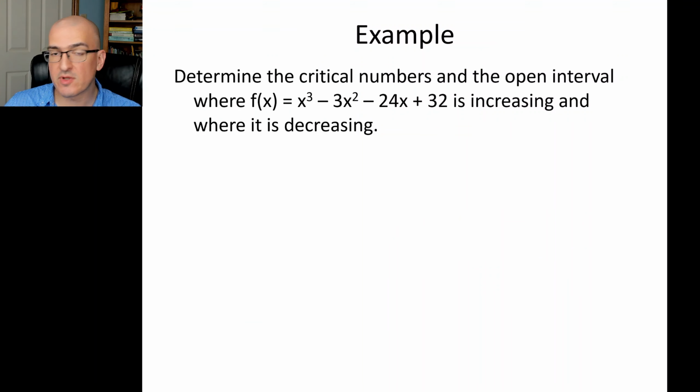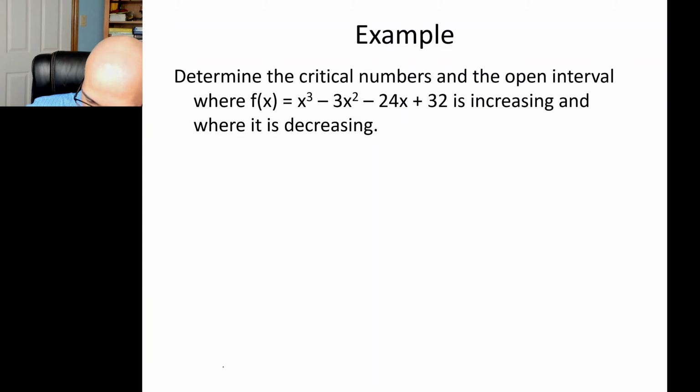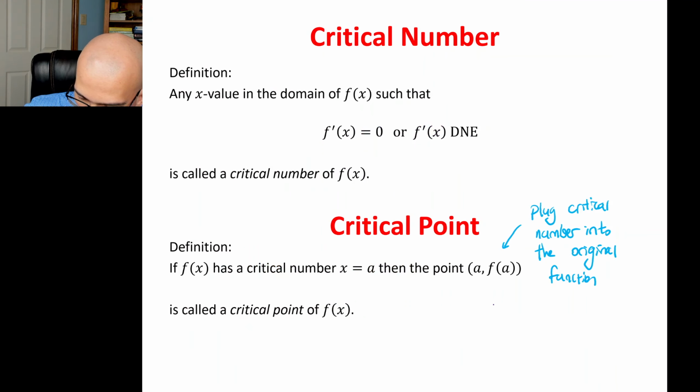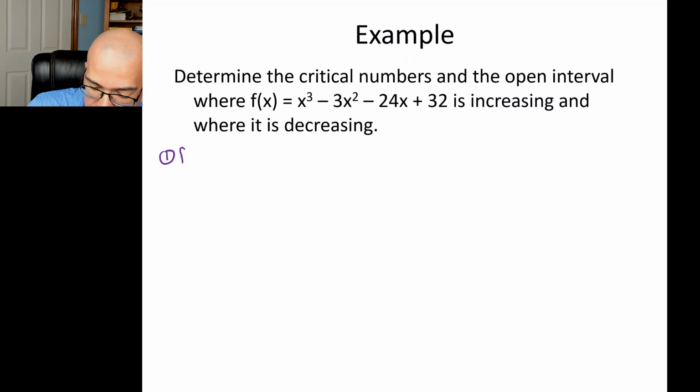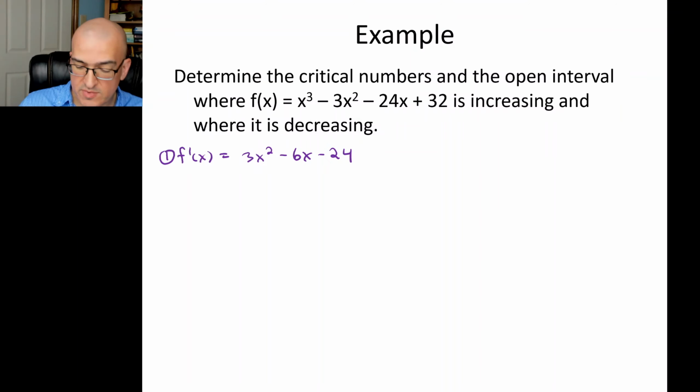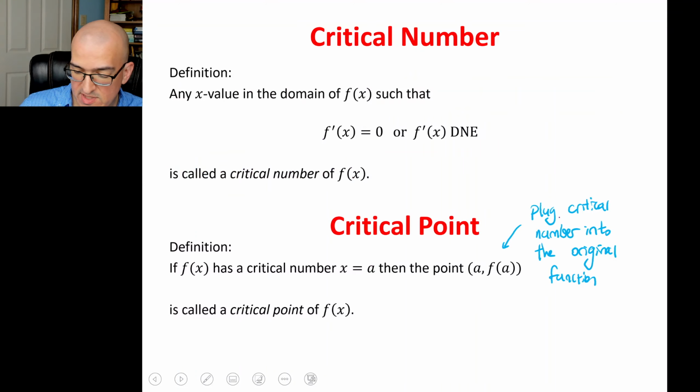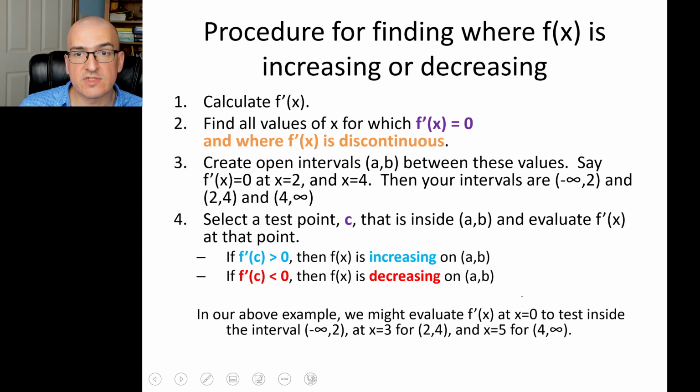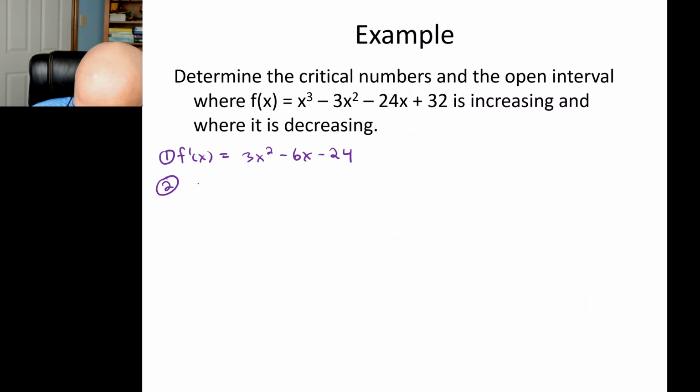So we'll do a quick example. Determine the critical numbers and the open intervals where f of x is increasing and where it is decreasing. So here's our process. I'm going to go in the same order as these steps. There's 4 steps. Step 1, we're going to take the derivative of the function. So f prime of x is 3x squared minus 6x minus 24. Then step 2 is to set the derivative equal to 0 and check for where the derivative does not exist. So 0 is equal to 3x squared minus 6x minus 24.